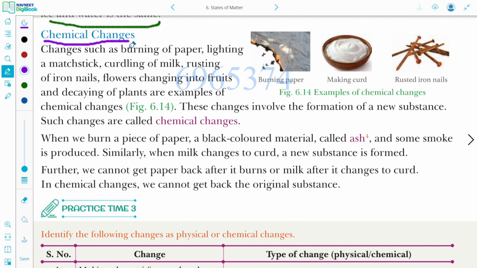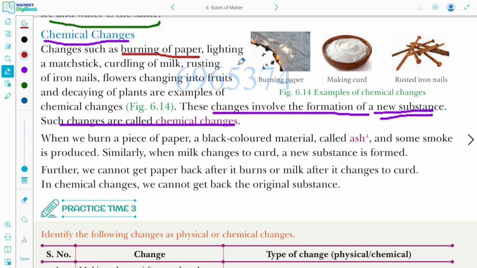Chemical change. In chemical change, a new substance is formed. Such changes are called chemical change. For example, burning of paper. When we burn the paper, we get ash.